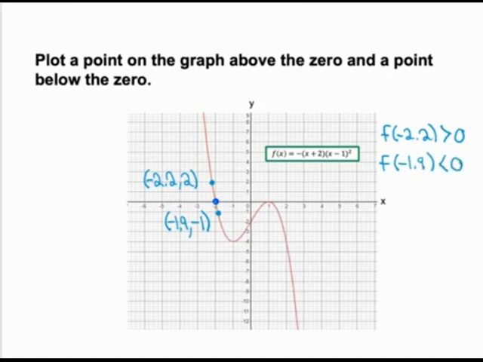Because the graph is continuous between x equals negative 2.2 and x equals negative 1.9, and the y values change from positive to negative, we know that there must be some x equals c such that f of c equals 0. Because in order to get from positive to negative, you have to cross 0.